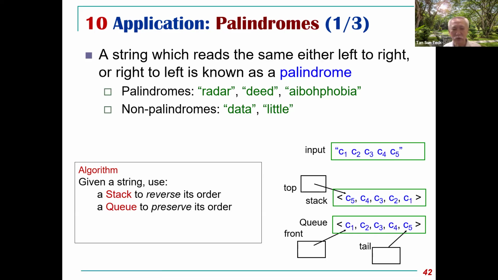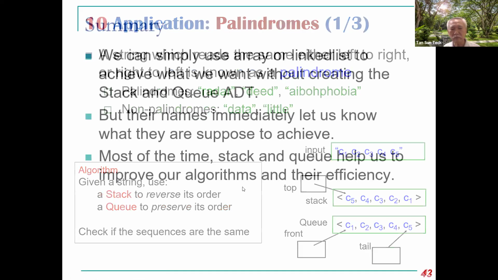Now what we are going to do is make use of the pop operation for the stack and the poll operation for the queue to see whether the two elements that come out from these two data structures are the same. If they are the same all the way until the end, it means that it is a palindrome. If somewhere in between the two elements are not the same, then we say that it is not a palindrome. So we check if the two sequences are the same.